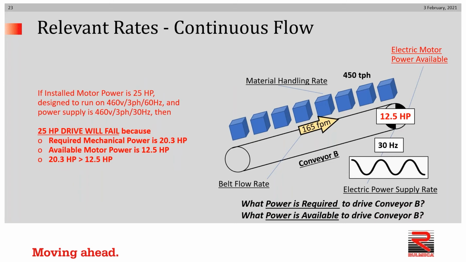Well, if we continue with the same motor, 25 horsepower designed to run on a 460 volt, 3-phase, 60 hertz power supply, and we cut the frequency in half, then this drive will fail because required mechanical power is 20.3 horsepower, while available motor power is only 12.5. 20.3 exceeds 12.5, therefore we'll have a failure. We'll elaborate on how to check these things in more detail in the coming minutes.